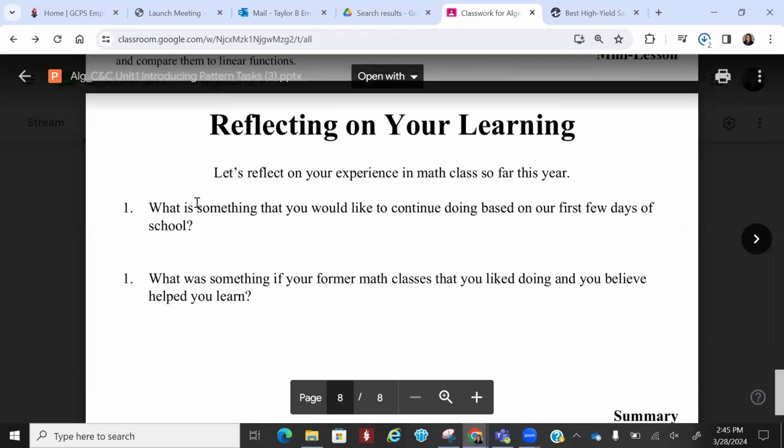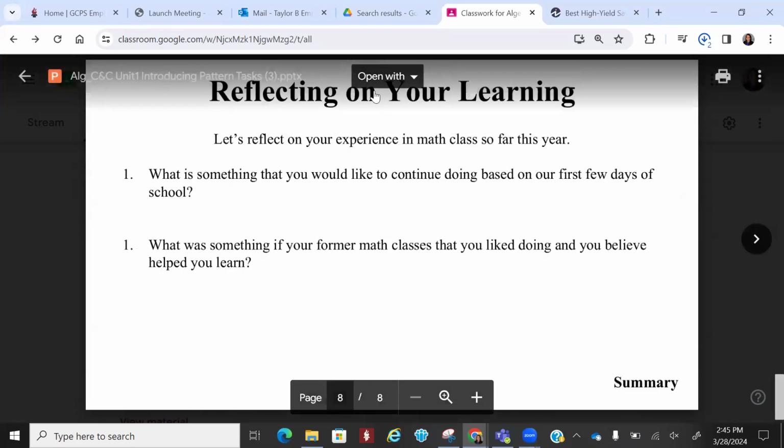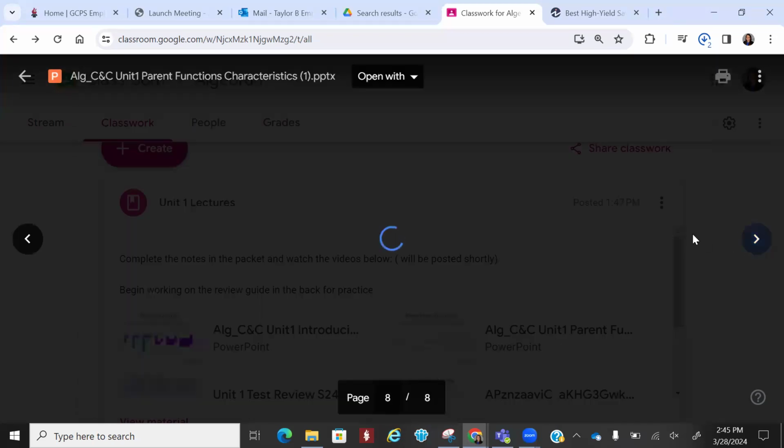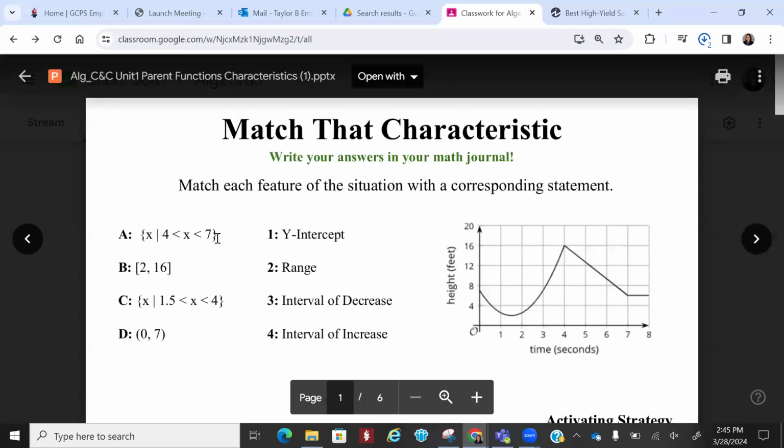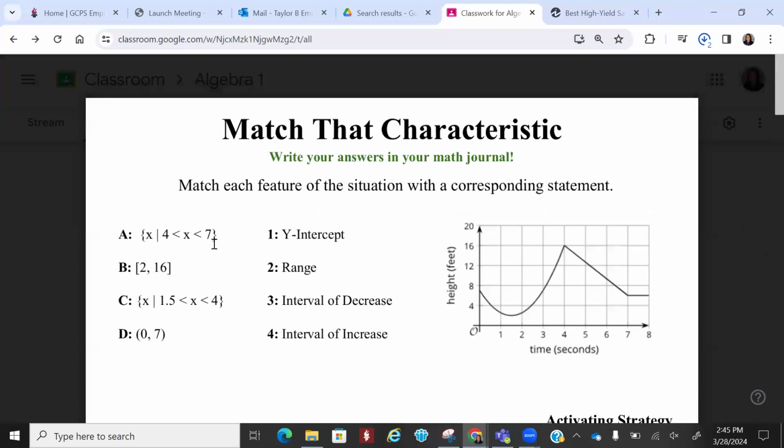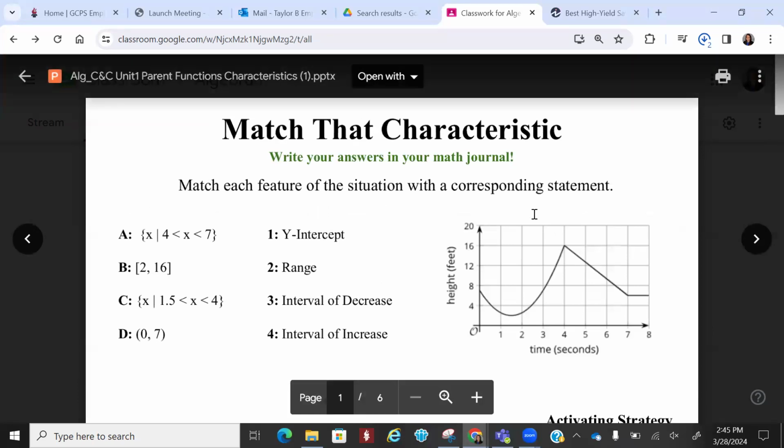Okay, so what is something? We're gonna skip this. All right, go to the next page. Okay, so match that characteristic. Is that the next one? Okay. All right, so match each feature with the corresponding statement.